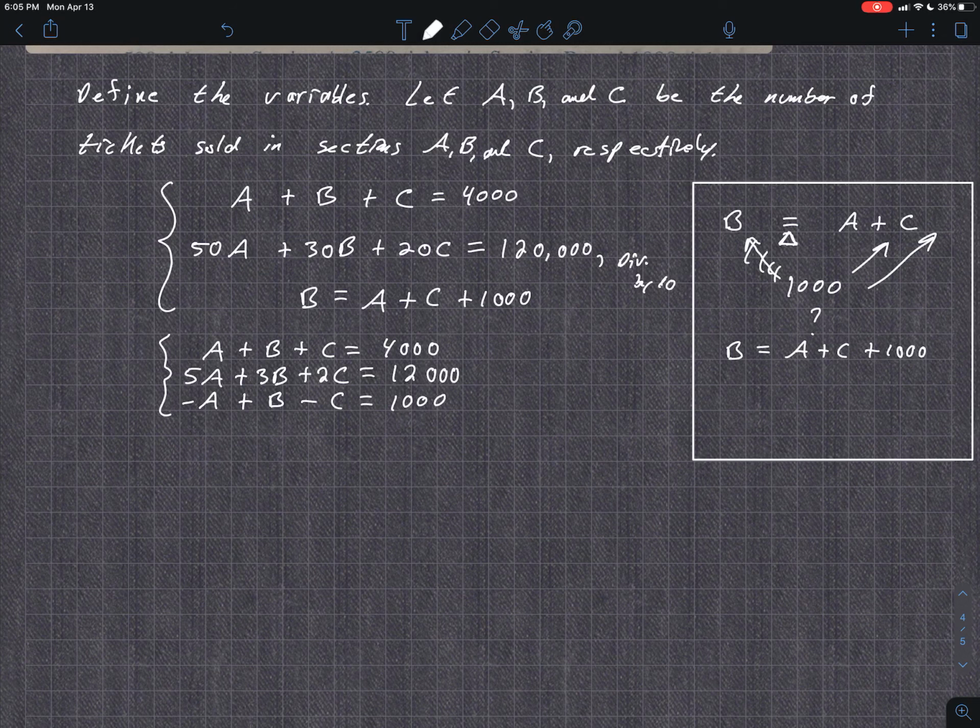Okay, so pause the video and take a moment to solve that. Again, put it in standard form and then use elimination to solve. Okay, so pause that, try it.